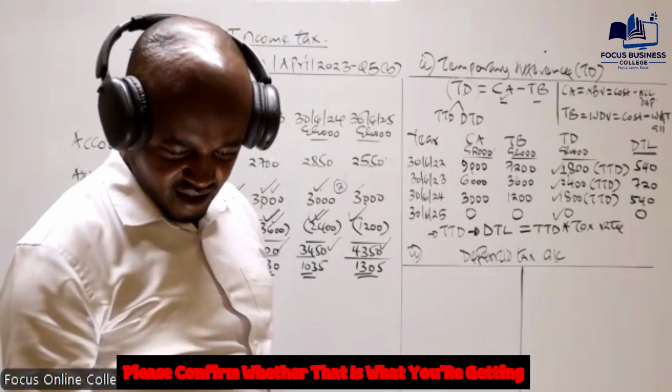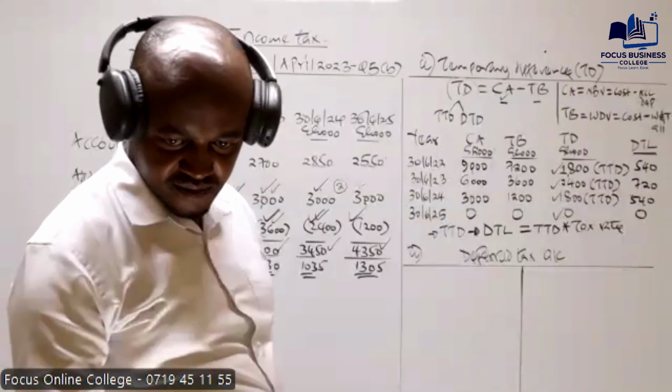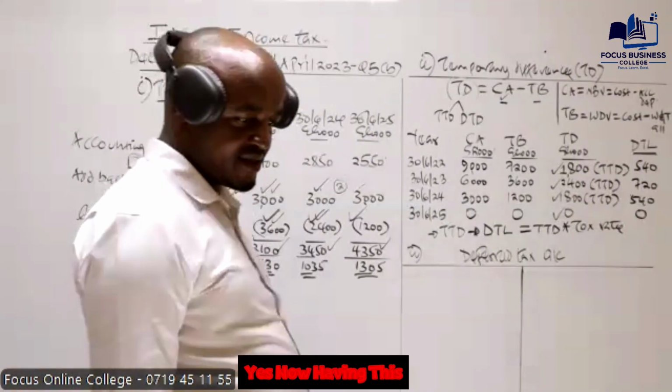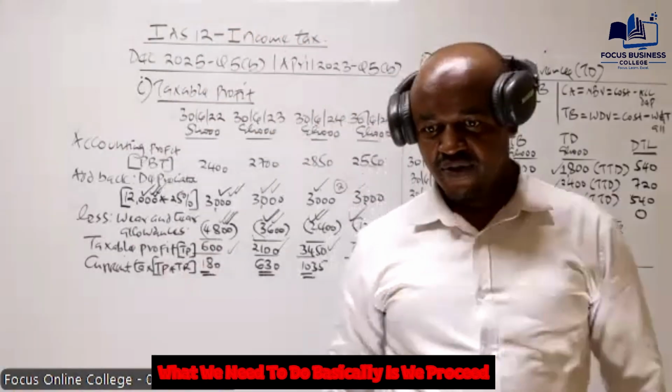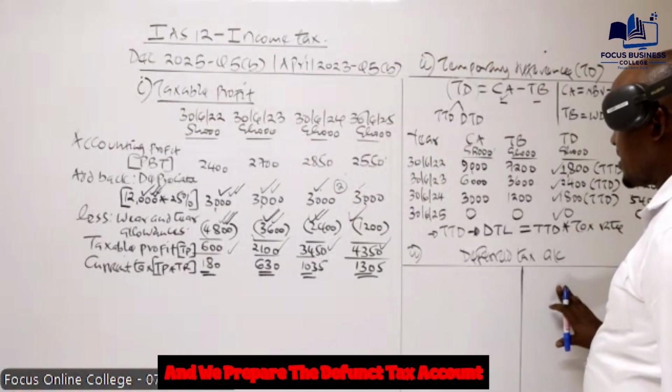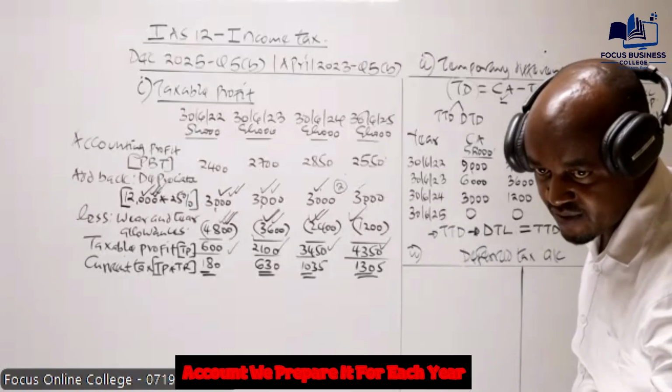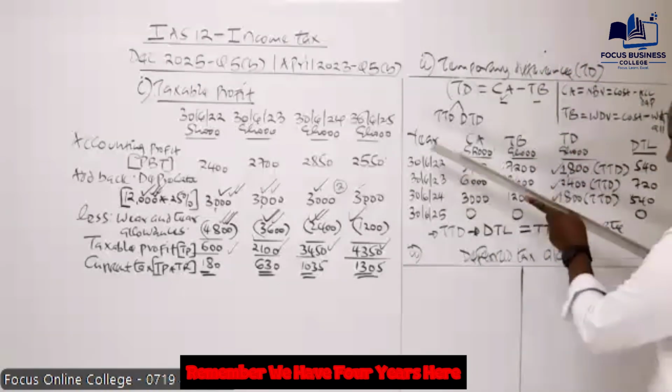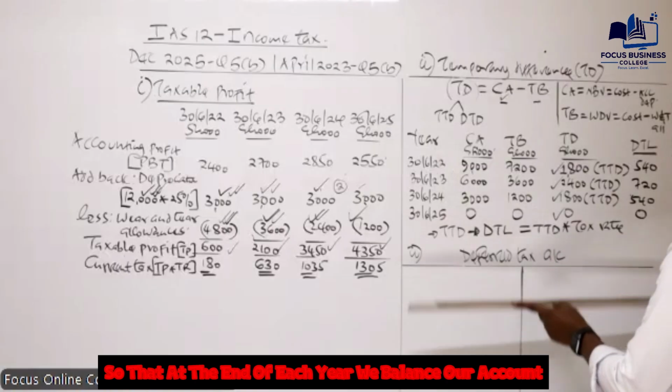Please confirm whether that is what you're getting. Yes. Now, having this, what we need to do is proceed and prepare the deferred tax account. We prepare it for each year. Remember, you have 4 years here, so at the end of each year, we balance our account.